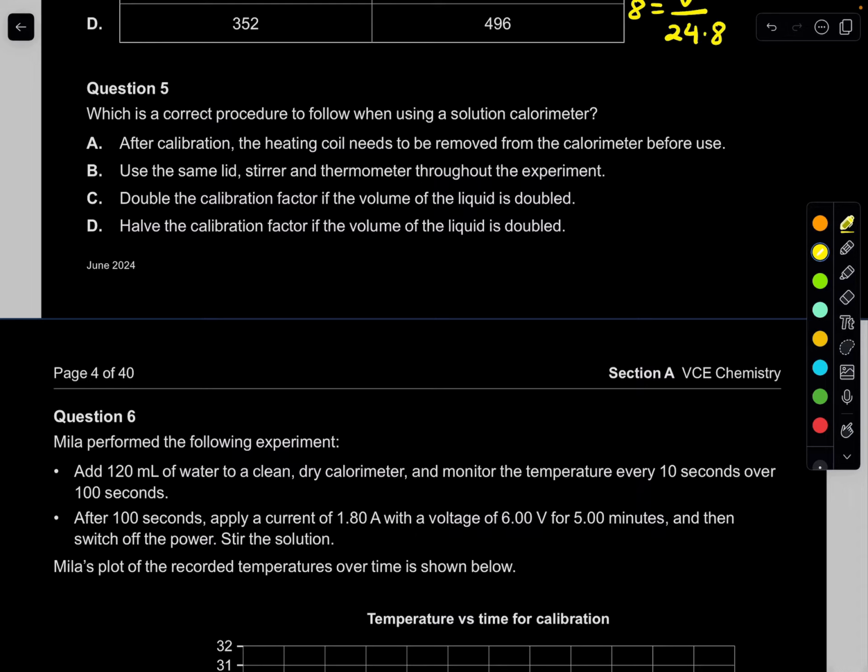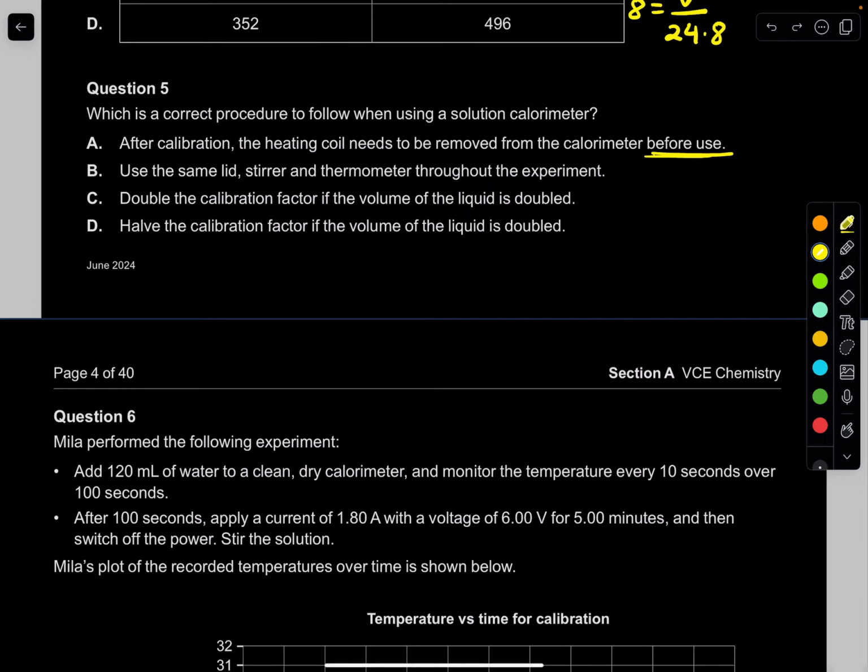Remember that the heating coil is used because you use it to give a certain amount of energy. And that energy is used for calculations for the calibration factor and stuff. So the heating coil needs to be removed from the calorimeter before use. Look at the words before use. Wrong. You use it because it gives a certain amount of energy, so that's used to calculate the calibration factor. We've already calculated the calibration factor, sorry.